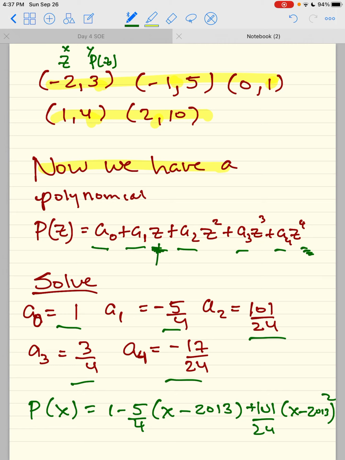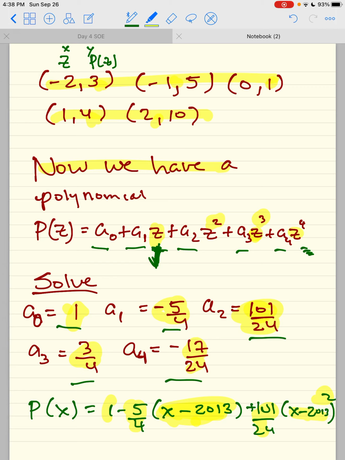What you want to do is convert z back, and the coefficients will stay exactly the same. But we want to convert z back into x minus 2013 from here. So we have 1 - 5/4 z, but that's this, plus 101/24 (x minus 2013) squared, and then I stop, but plus 3/4 (x minus 2013) to the third minus 17/24 (x minus 2013) to the fourth power.